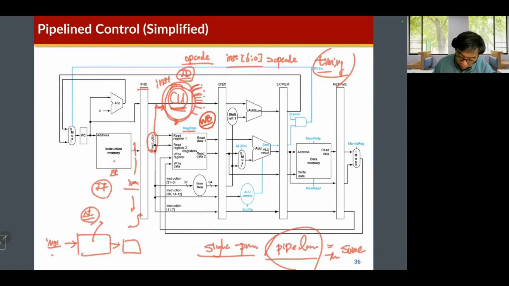Right. And then if you look at other control signals such as ALUSrc, you can find that this ALUSrc is in the EX stage, and we already know that ALUSrc is required for deciding the input of the ALU. Which means that ALUSrc is required in the EX stage. Then MemWrite and MemRead are required in the memory stage. Then write back. So what does that mean?